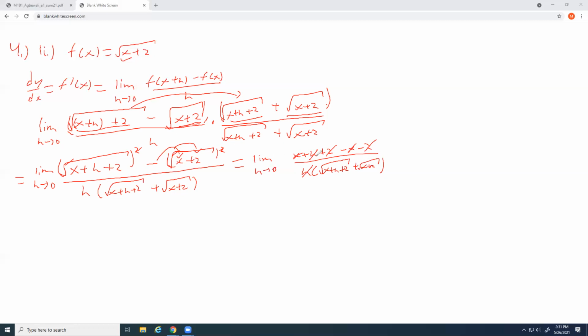So now we're just left with the limit as h approaches 0 of 1 over root x plus h plus 2 plus root x plus 2. And now finally, we can just plug in. So let's plug in a 0 for this last h here. So we'll just be left with 1 over root x plus 2 plus root x plus 2, which is just 1 over 2 root x plus 2.